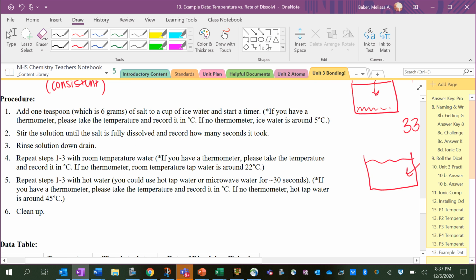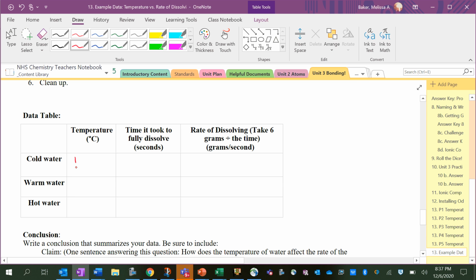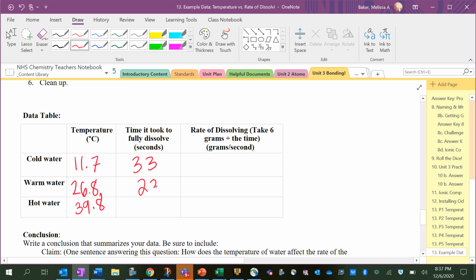So now we're going to be calculating some rates. So again, my temperatures, I'm just going to record in my data table, were 11.7, 26.8, and 39.8. And the time that it took, 33 seconds, 23 seconds, and then 10 seconds.